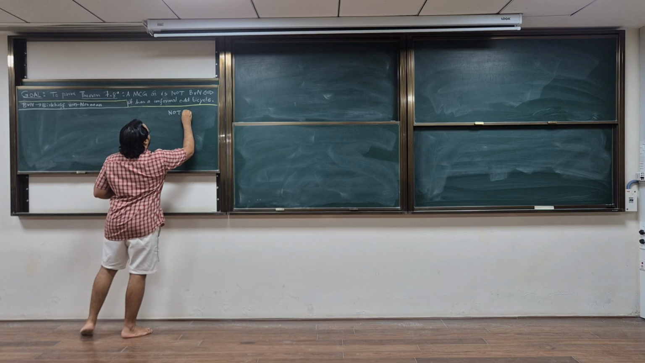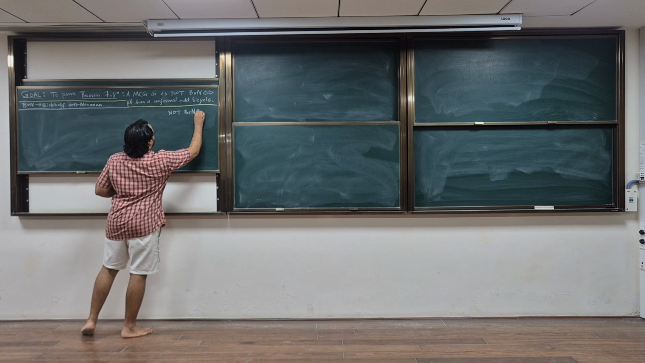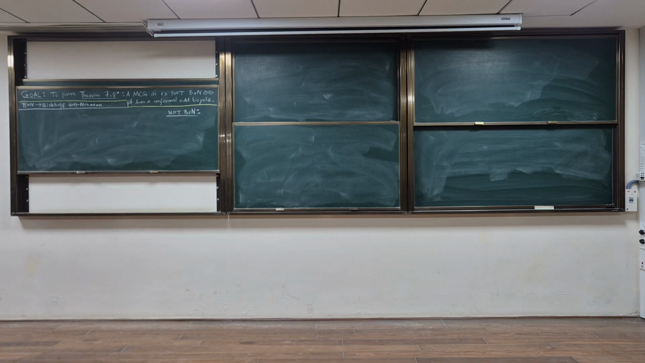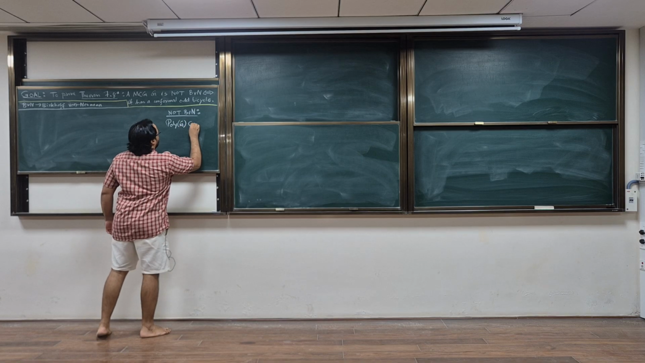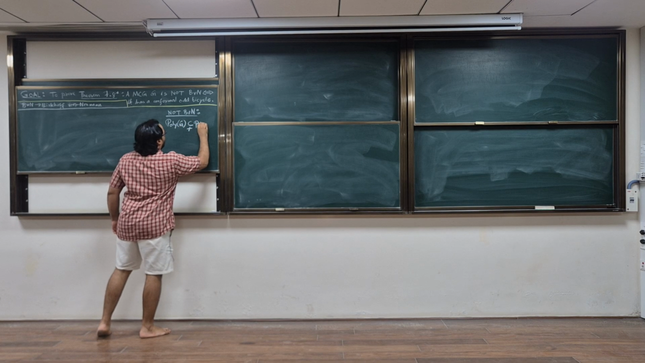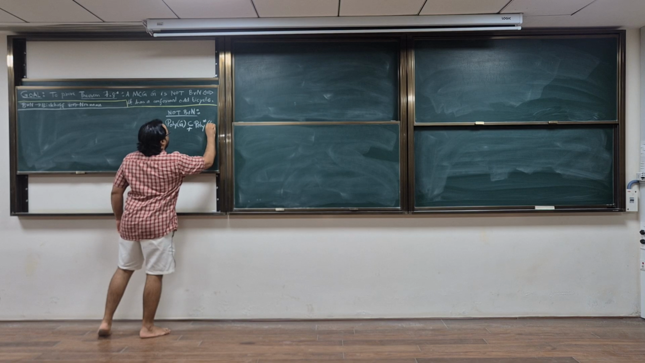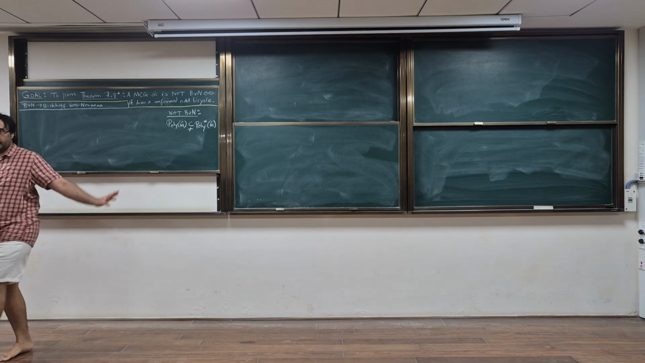What does it mean to be not Birkhoff von Neumann? Let's see what we know. We know from corollary 7.6, which is a corollary of theorem 7.5, not Birkhoff von Neumann means that the perfect matching polytope is a proper subset of the fractional polytope. Okay, we will assume this.